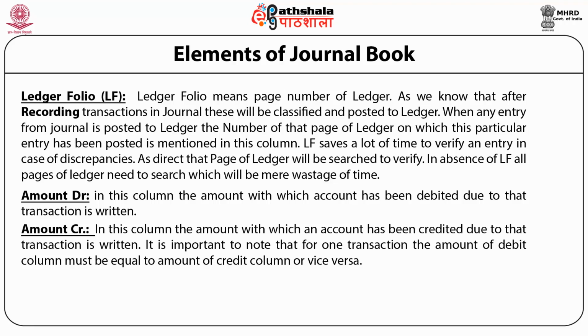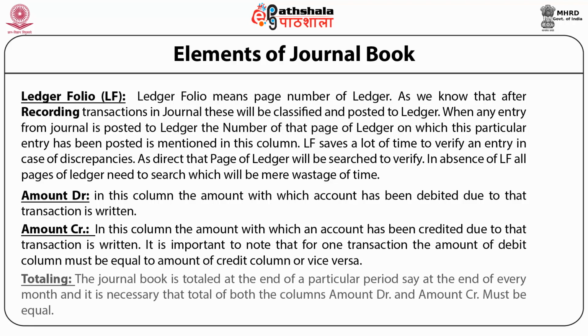Finally, when we close the page, we go for the totaling of the debit and credit. The journal book is totaled at the end of the particular period, and at the end of every month it is necessary that the total of both columns, that is the amount debit and credit, must be equal. Only then would it be justified that the double entry system has been correctly followed.